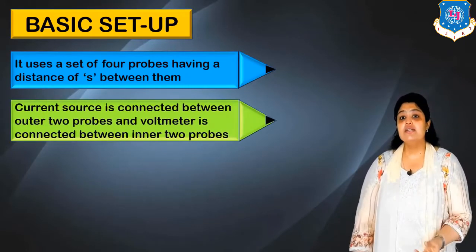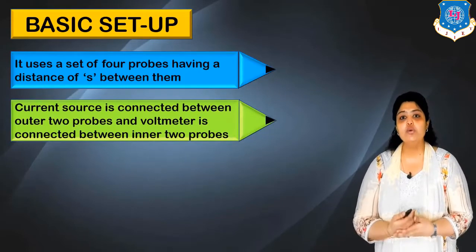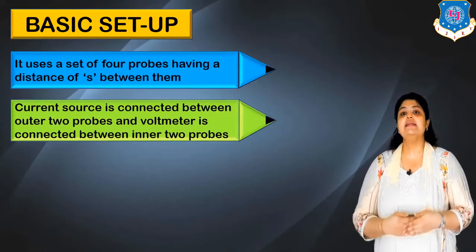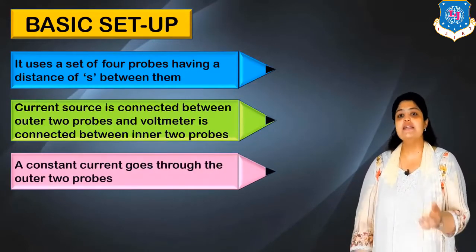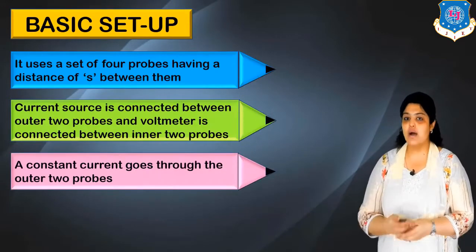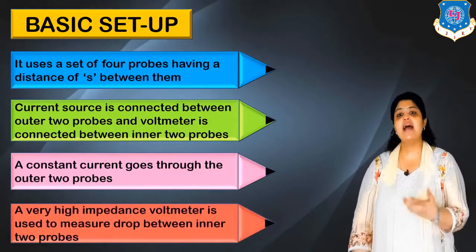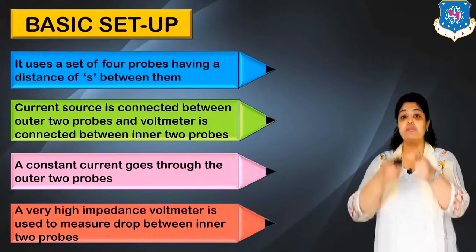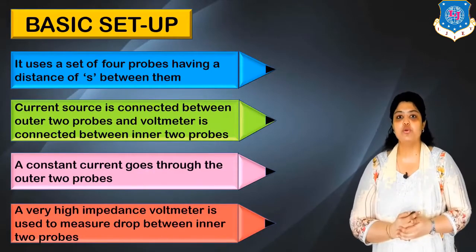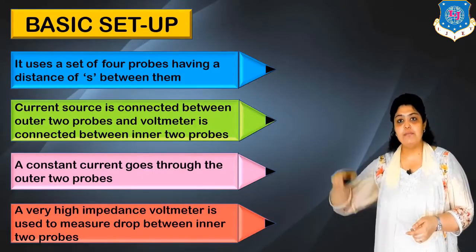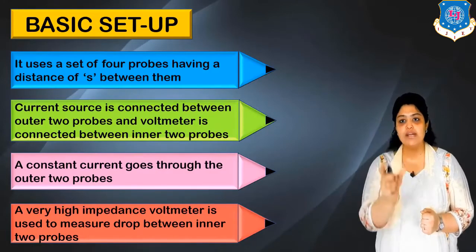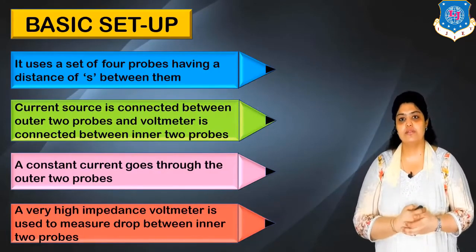Next, the current source is connected between the outer 2 probes and the voltmeter is connected between the inner 2 probes. A constant current source, as I said, goes through the outer 2 probes, and a very high impedance voltmeter is used to measure the drop between the inner 2 probes. So current is supplied between the outer 2 probes and voltage is measured between the inner 2 probes.